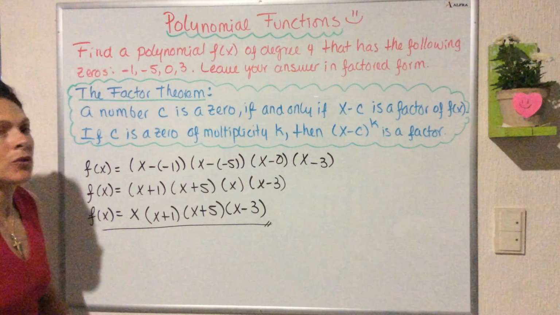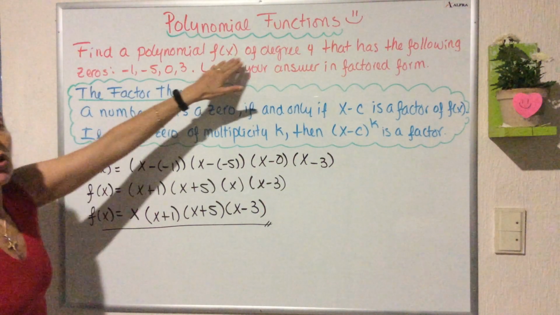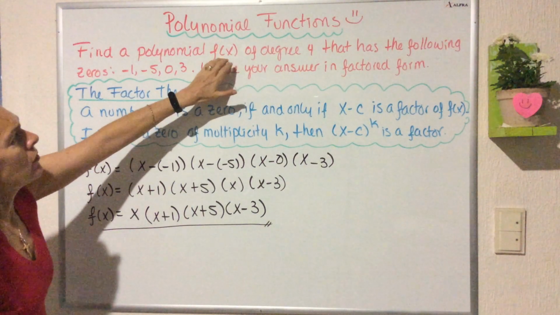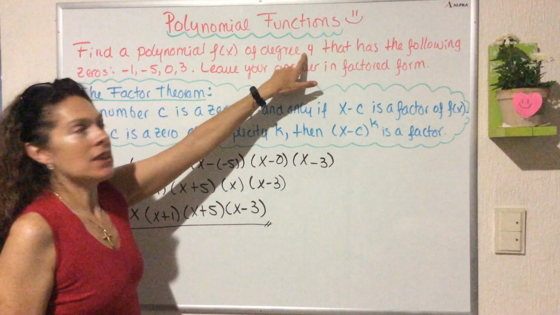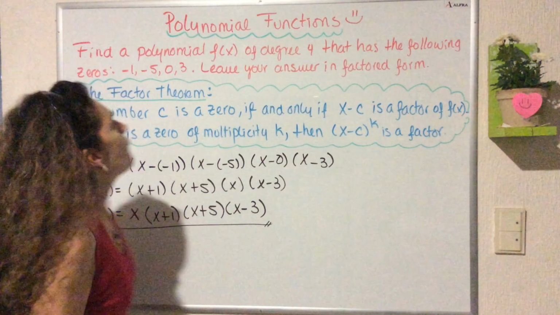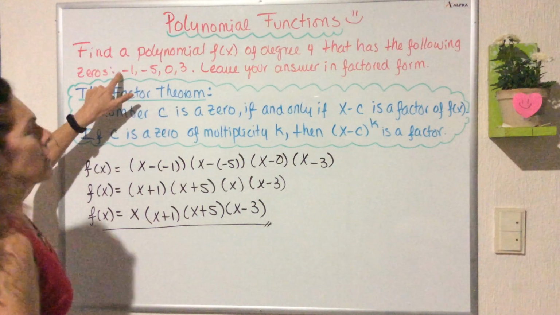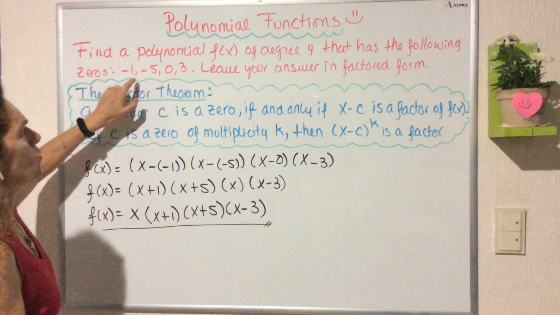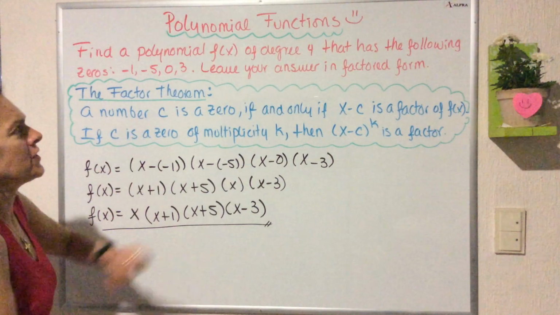We have another kind of exercise. In this one, we have to find a polynomial function, f of x, of degree 4. Here they are giving us the degree and also the zeros that it has. The zeros here are minus 1, minus 5, 0, and 3. So we have 4 zeros.